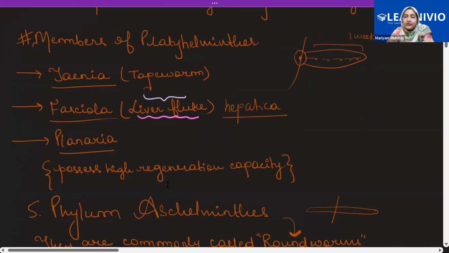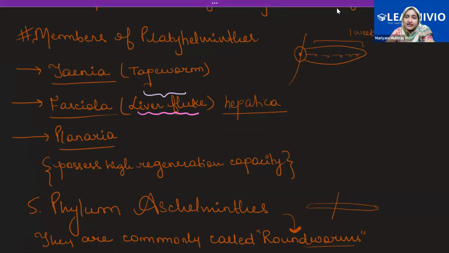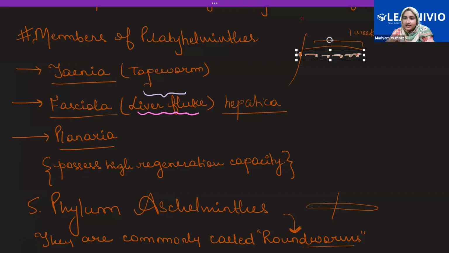Now, when we talk about the members of the phylum Platyhelminthes, we have Taenia, the tapeworm. It is found in cows and also in pigs. So tapeworm is that parasite. Then there is Fasciola hepatica, also called the liver fluke. It attacks the liver, it lives in the liver.